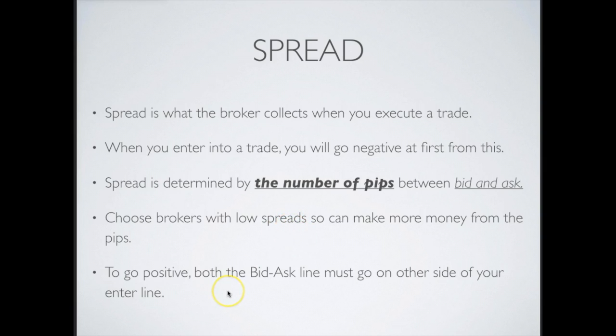And to go positive, you want the bid or ask line to be on the other side of your trade. Whenever you enter into a trade, you're going to have one line. You need both lines to be over that line for you to automatically go into positive.